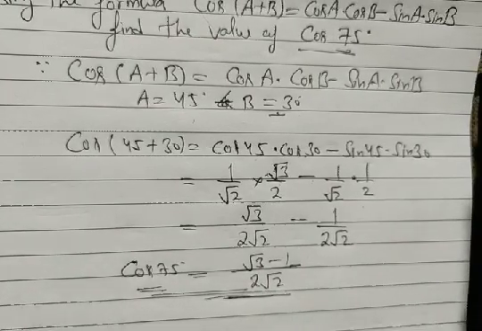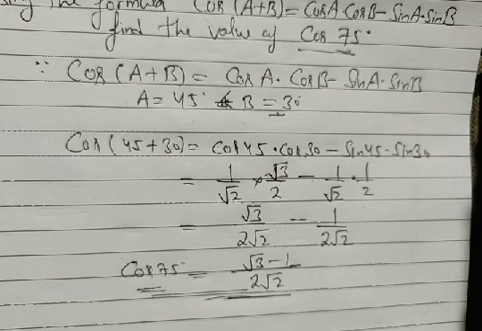Similarly, in our last formula, sin A plus B equal to sin A into cos B plus cos A into sin B, we get the value of sin 75. Now we will discuss some more problems in our next classes.